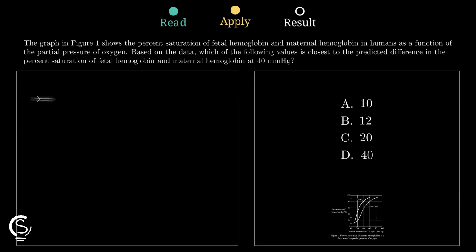From the graph, the fetal hemoglobin curve is around the mid-80s, while the maternal hemoglobin curve is around the mid-60s, so the vertical gap between them looks close to 20.